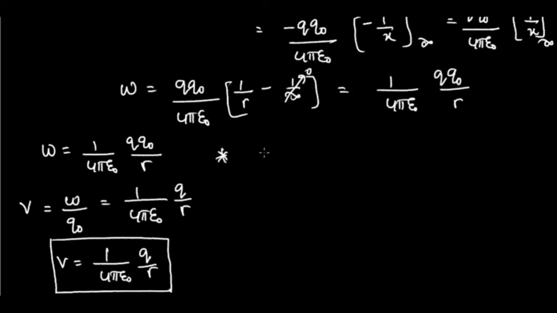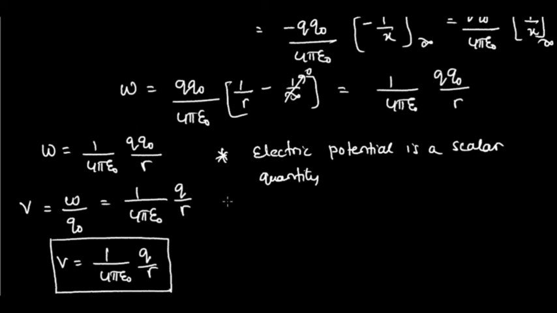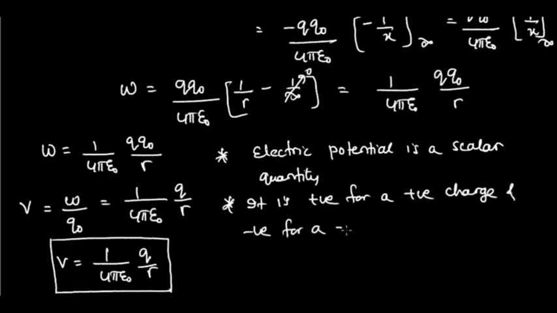Remember that electric potential is a scalar quantity. It is positive for a positive charge and negative for a negative charge. If we have a positive point charge, then the electric potential due to it will be positive, and if we have a negative point charge, then the electric potential will have a negative sign.